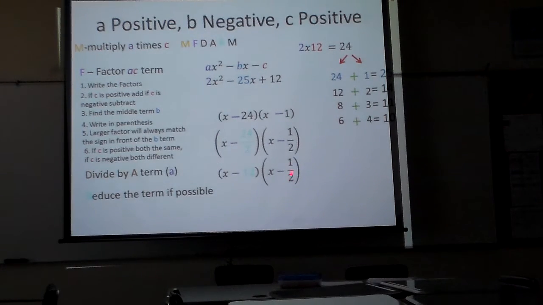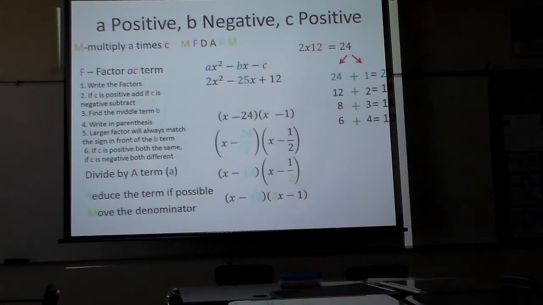Now this 2 right here will not go into 1 evenly, so I'm just going to do a little Madagascar. Move it, move it, move it, move it. I'm going to move that 2 right there in front, and that's how it factors to x minus 12 times 2x minus 1.